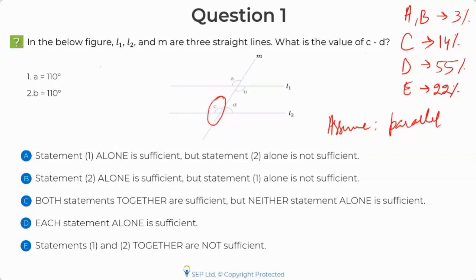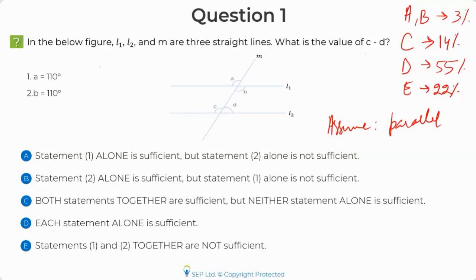And in order to get the value of any one of these angles, even if you know the value of the alternate angle or even the corresponding angle, that will help, because this angle C is going to be equal to B, which is the alternate angle, and it is also equal to A, which is a corresponding angle. But only if L1 and L2 are parallel. If they are not parallel, I cannot really assume anything.